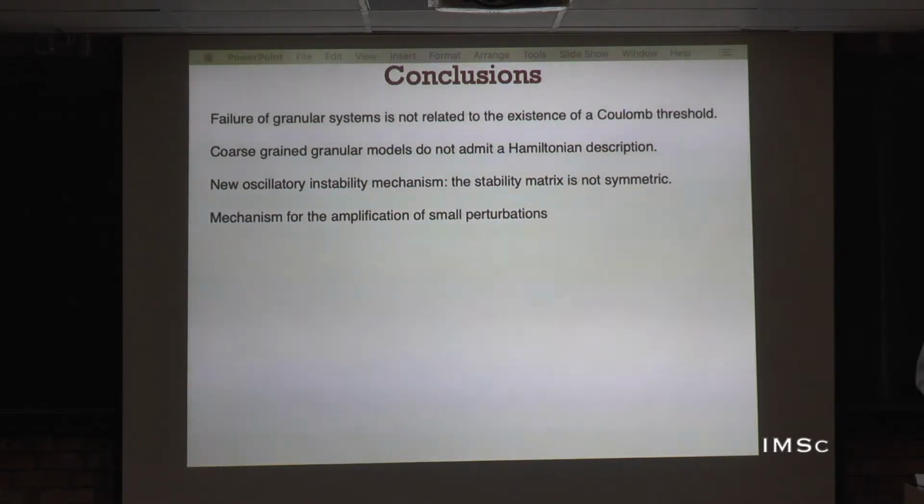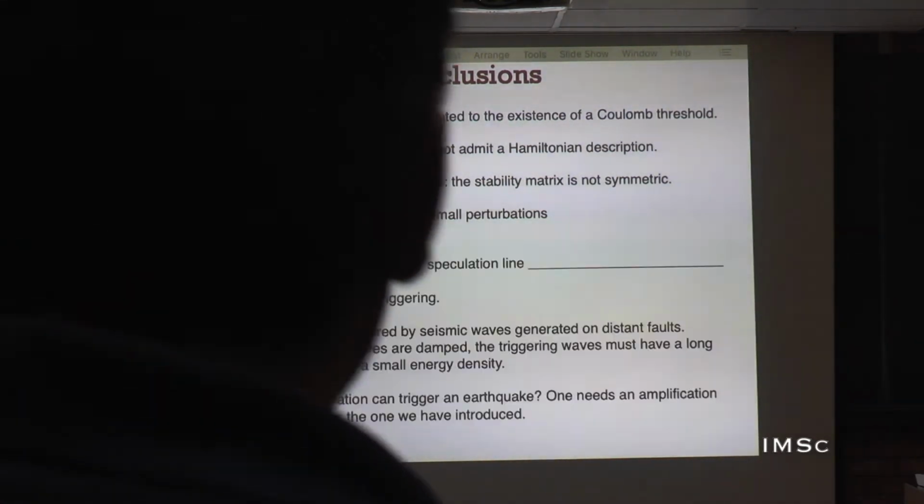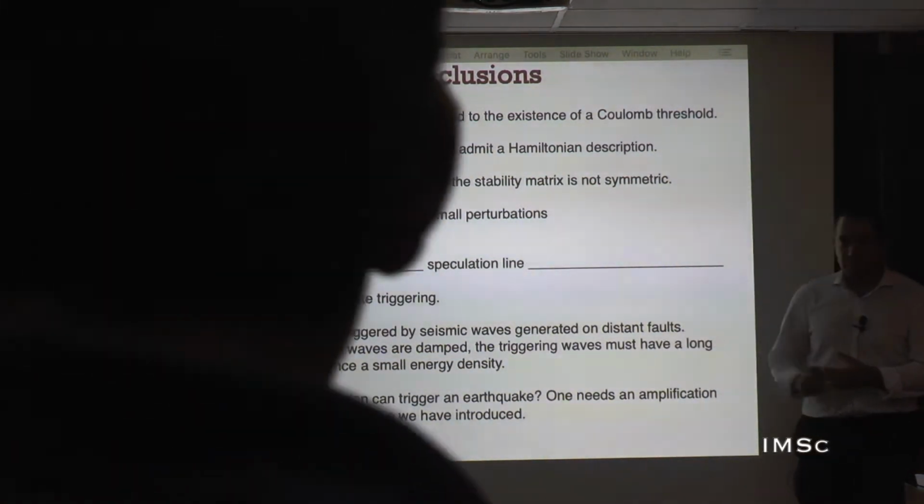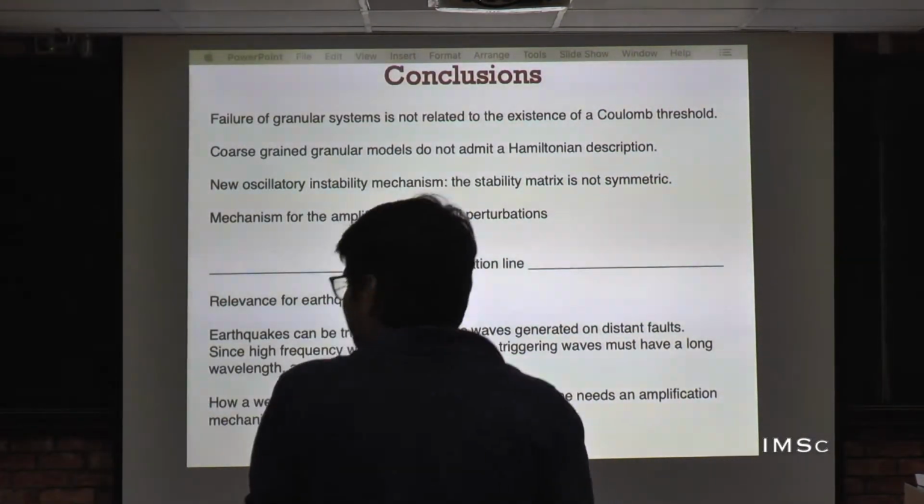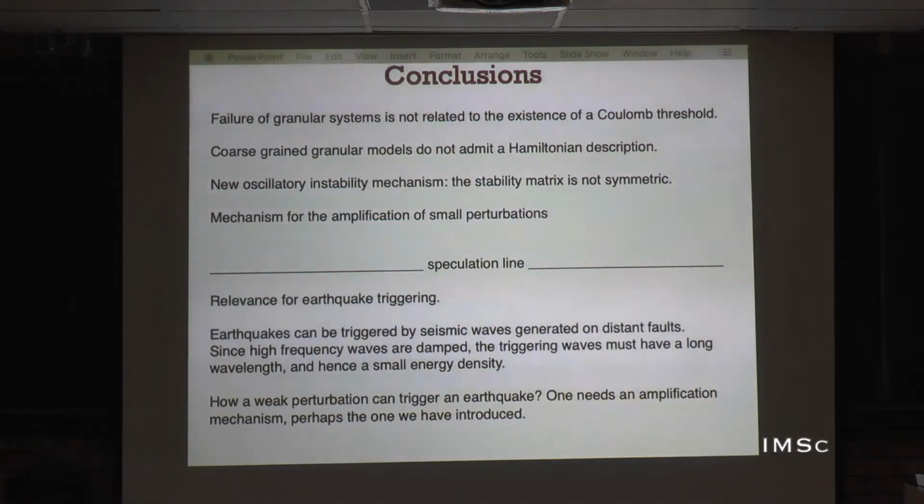You have a small perturbation for deviation of mechanical equilibrium, and this one is amplified. So I've been told that each serious talk should end with a speculation line, which should be called actually the so-called bullshit line. So let's talk about some possible relevance.